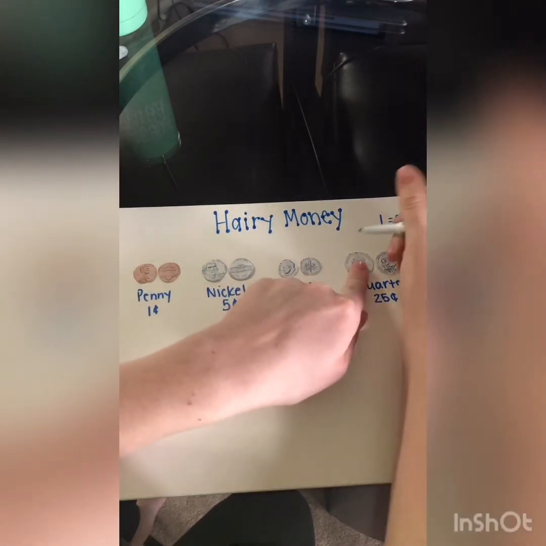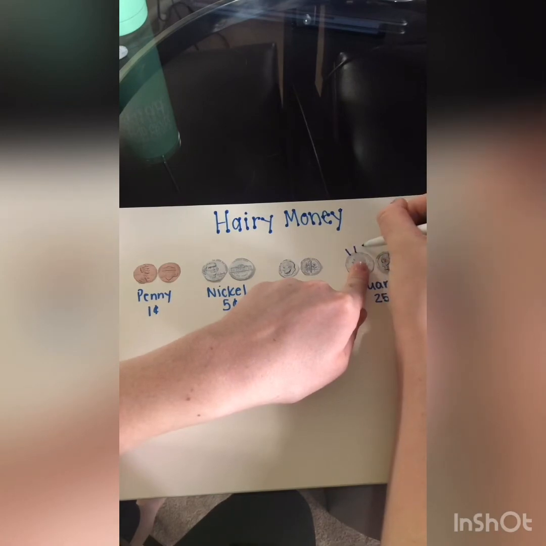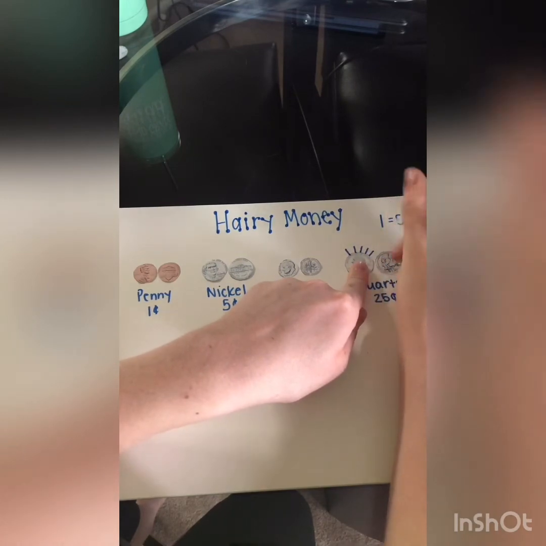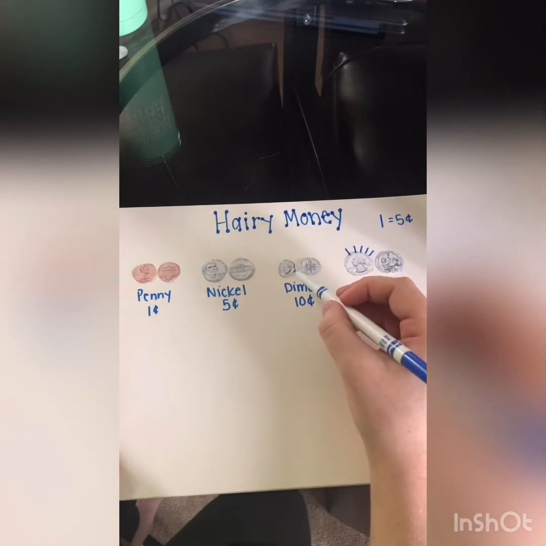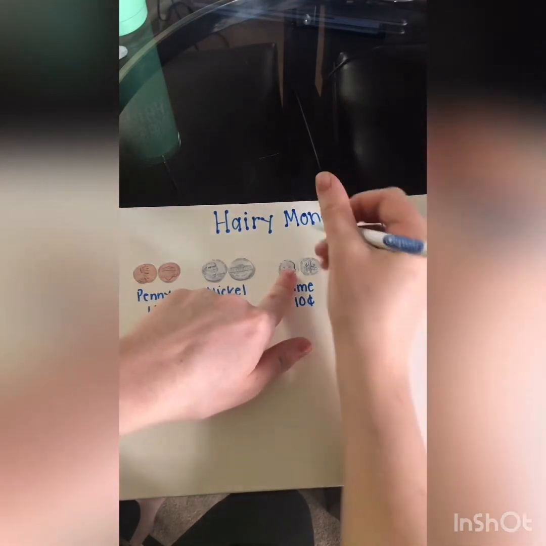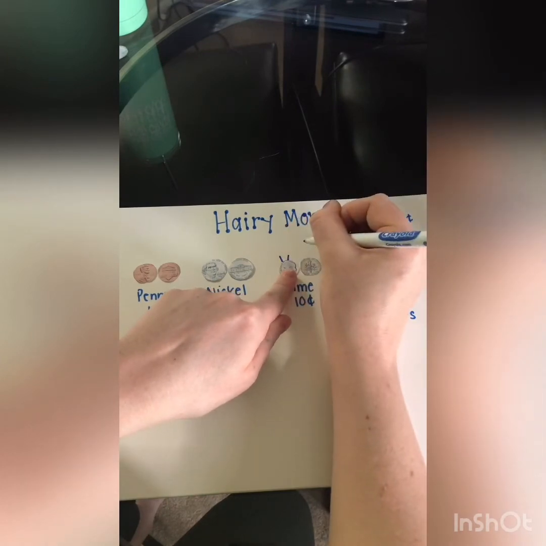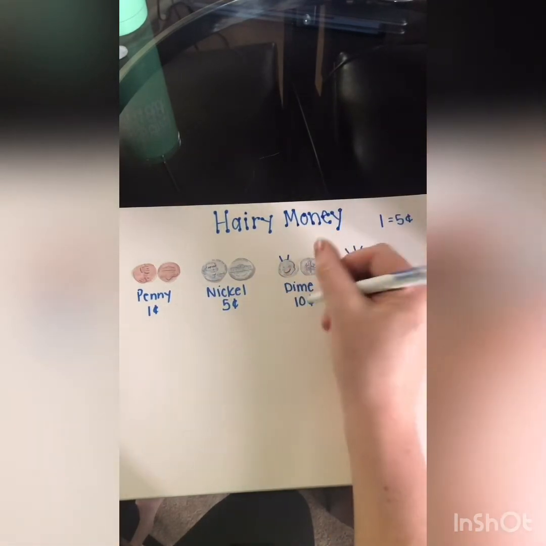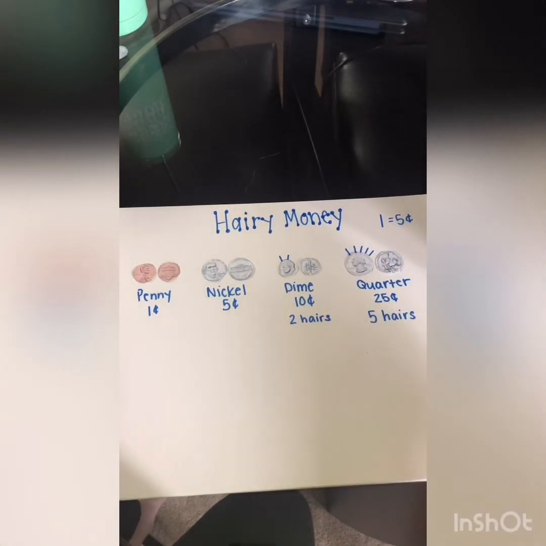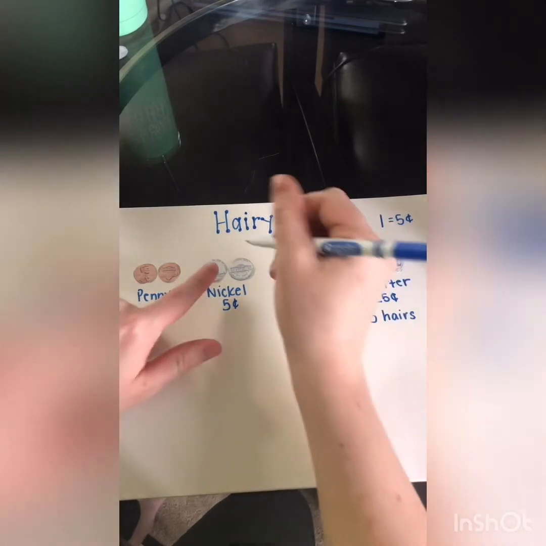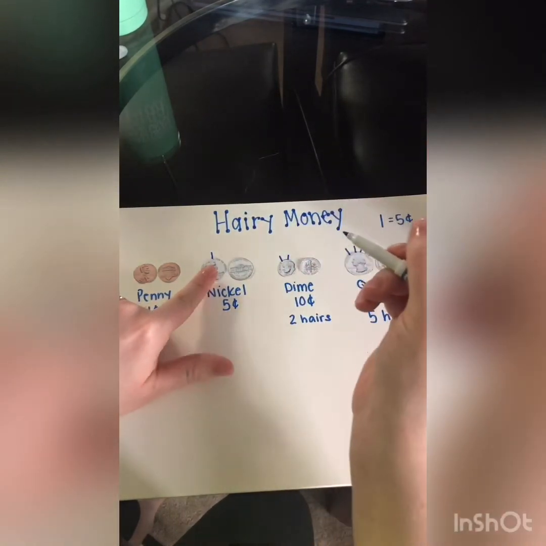Let's start with the quarter. 5, 10, 15, 20, 25. The quarter gets 5 hairs to make it equal the 25 cents. Let's count by fives to get to the value of 10. 5, 10. The dime gets 2 hairs. Let's count by fives to get to 5. Boop, 5. Just 1 hair on the nickel.